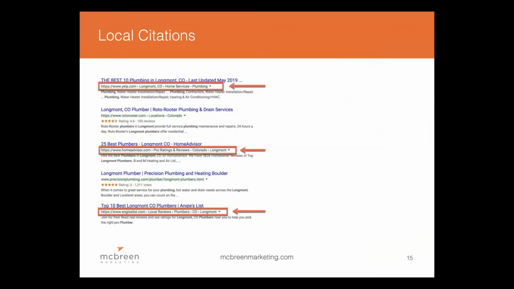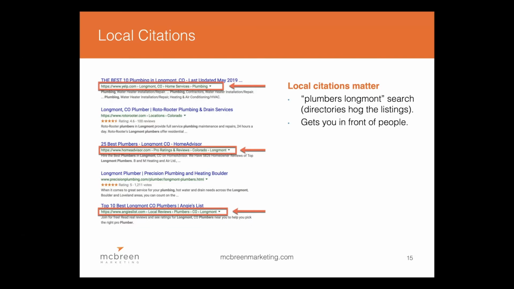And the other thing is, they're important for other reasons too. So here I did another local search. This is for Plumbers Longmont. Longmont is a suburb of Denver, Colorado. Plumbing is an incredibly competitive industry. And if you look at these results, you see Roto-Rooter, obviously a big chain. We have one local plumber, but these 3 here, Yelp, Home Advisor, and Angie's List, all 3 of these are directories. Because of the ranking power that these directories have, they are going to hog the listings, especially if you're in a really competitive niche like plumbing or HVAC repair or a personal injury lawyer. These are all very competitive local SEO industries.